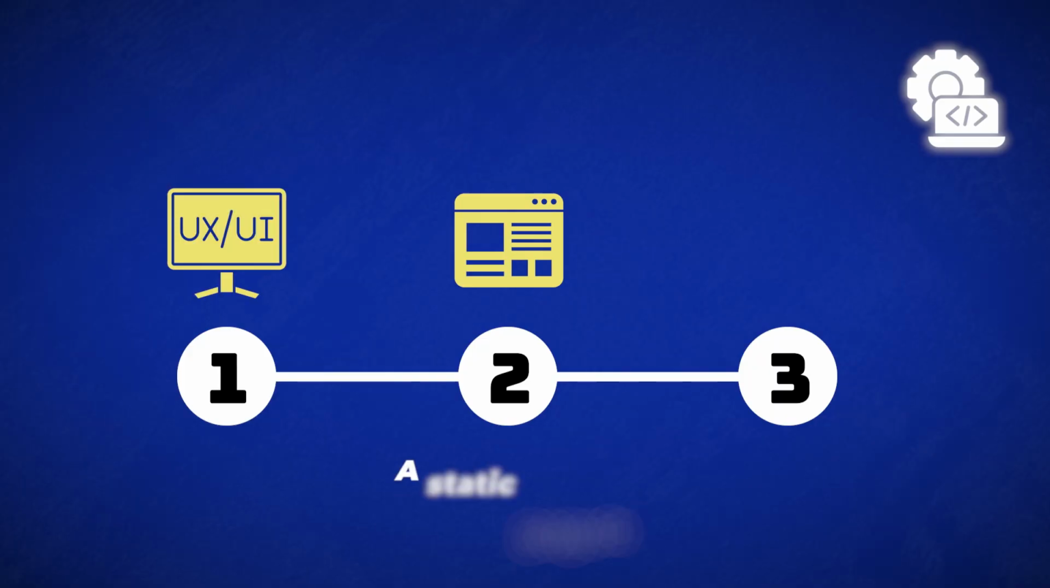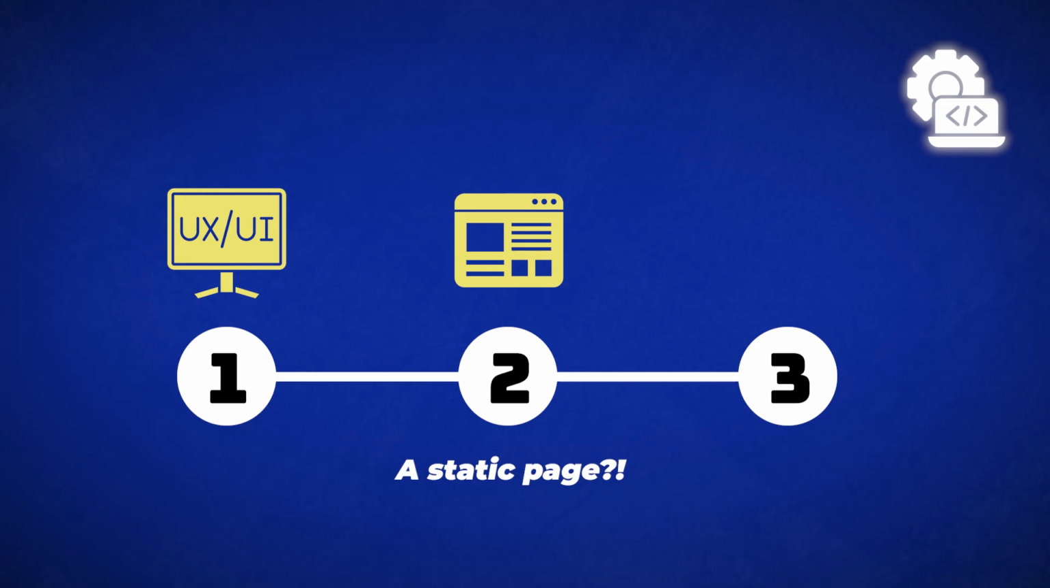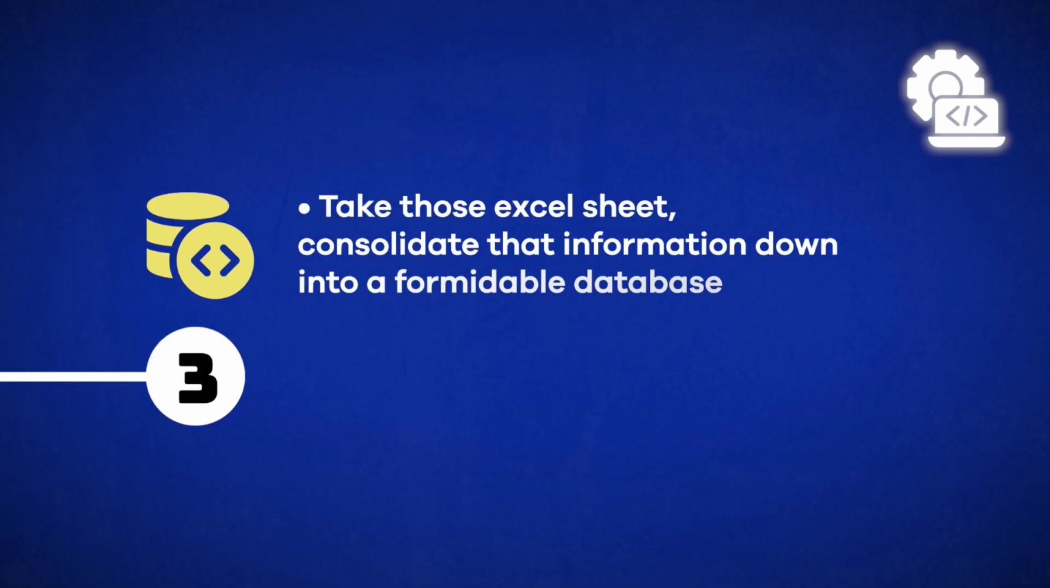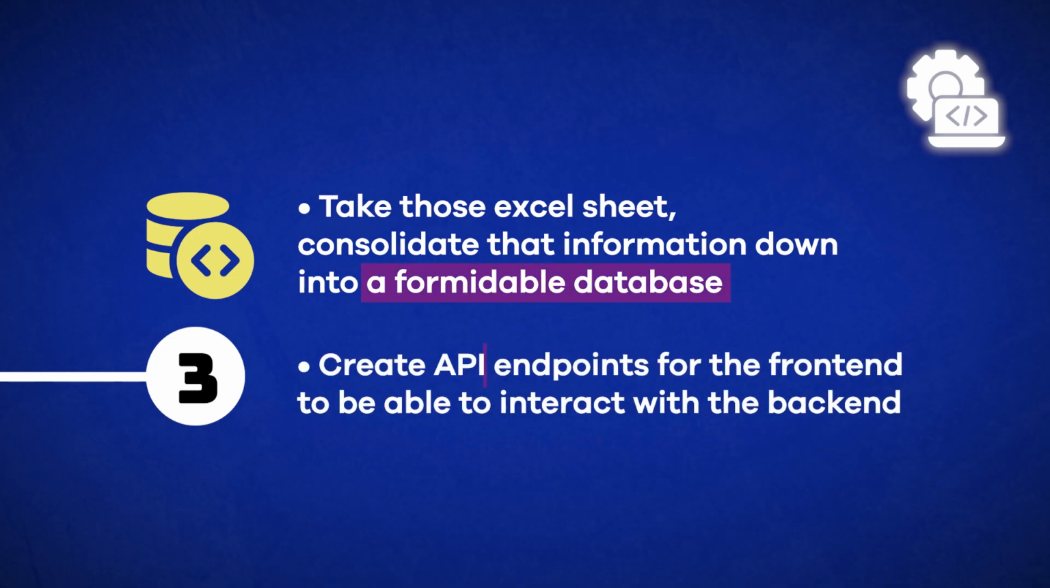Now, of course, just a static page isn't going to help you very much, so you actually do need a back-end developer. Their job is to take those Excel sheets, consolidate that information down into a nice, formidable database, and create API endpoints for the front end to be able to interact with the back end. Now, that static page all of a sudden is interactable. Different technologies you can use for that are something like Django or Node.